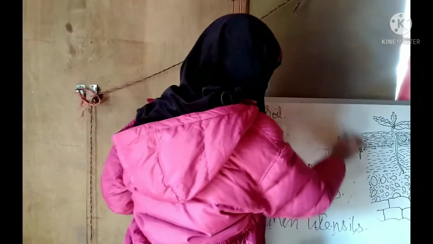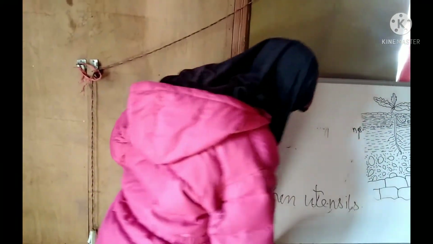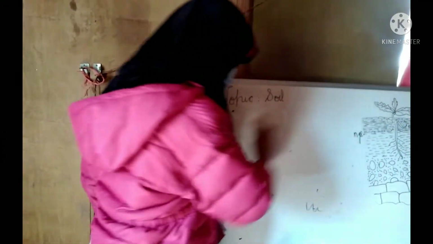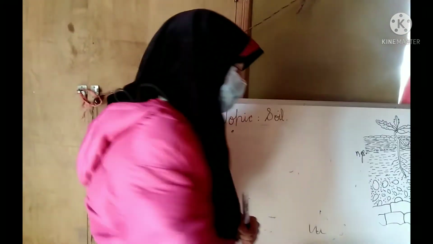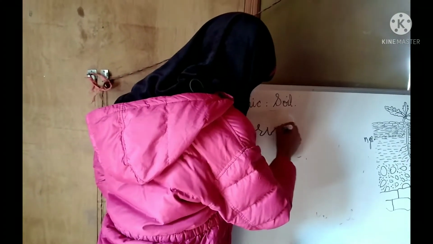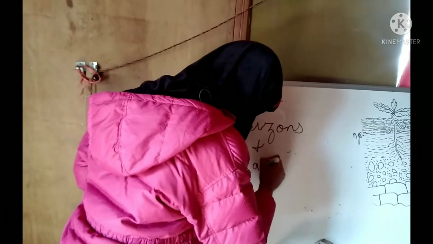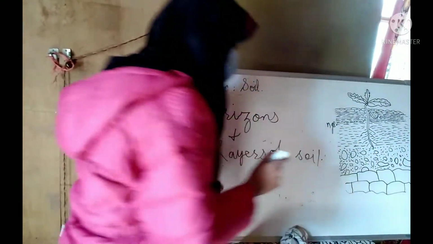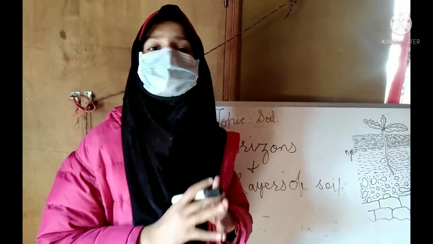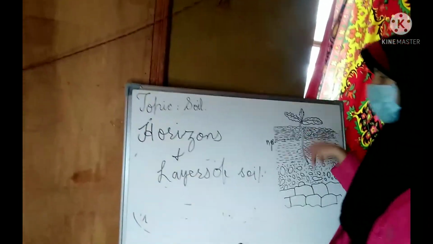Now let's talk about the layers of the soil. What are the layers of the soil known as? The layers of soil are known as the horizons. Horizons. These are the layers of soil. And the sequence of layers of soil is known as the soil profile, which you can see over here. This is the soil profile. The sequence of layers is known as the soil profile.